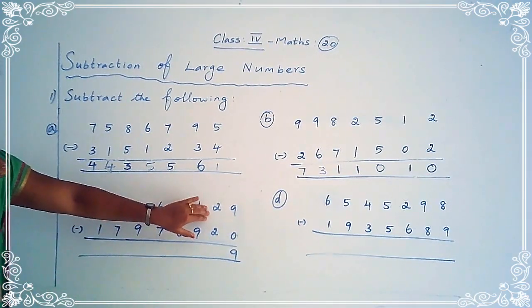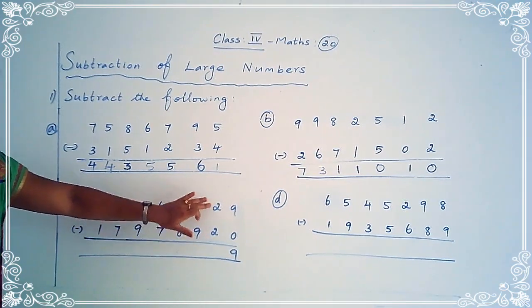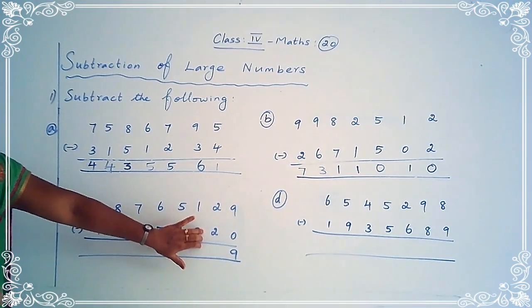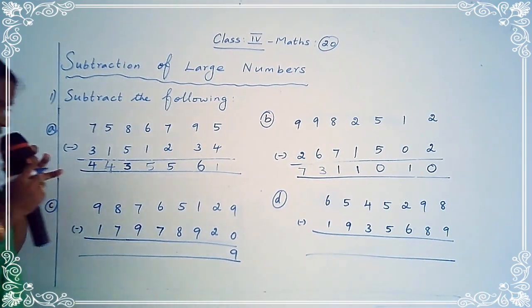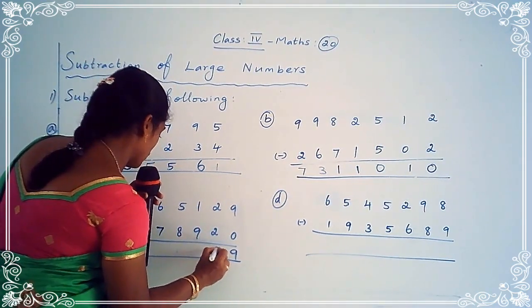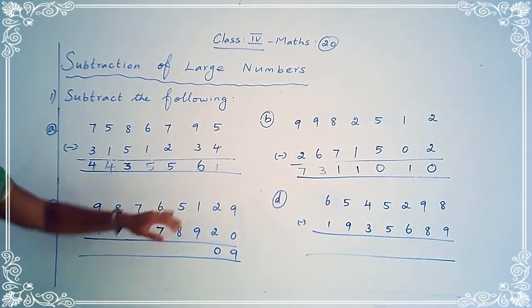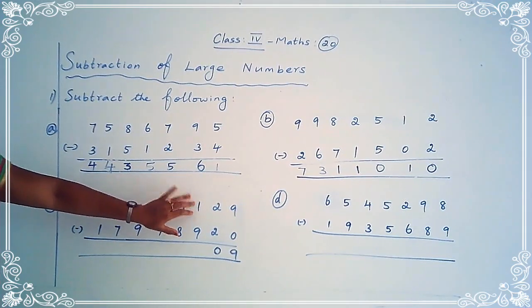Now you come to the next place, the tens place. Here 2 and 2. So 2 minus 2. Minuend and subtrahend are the same, so the difference is 0. When the minuend is the same as the subtrahend, the difference is 0. So 2 minus 2 is equal to 0. Okay children, clear? Yes. Now you come to the next place. Here the next place has 1 and 9.